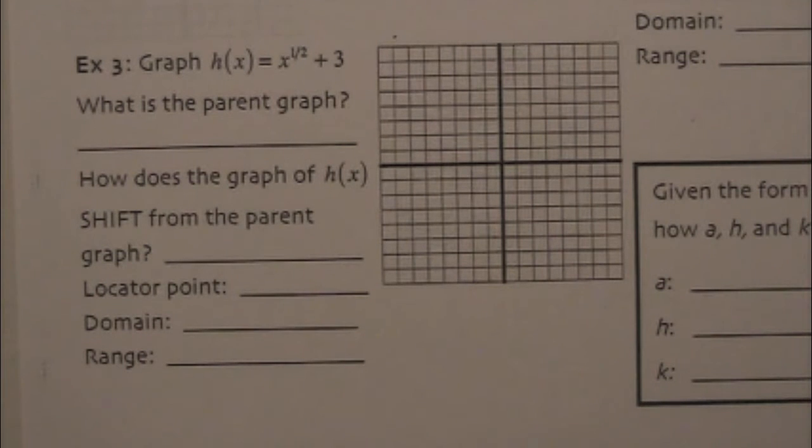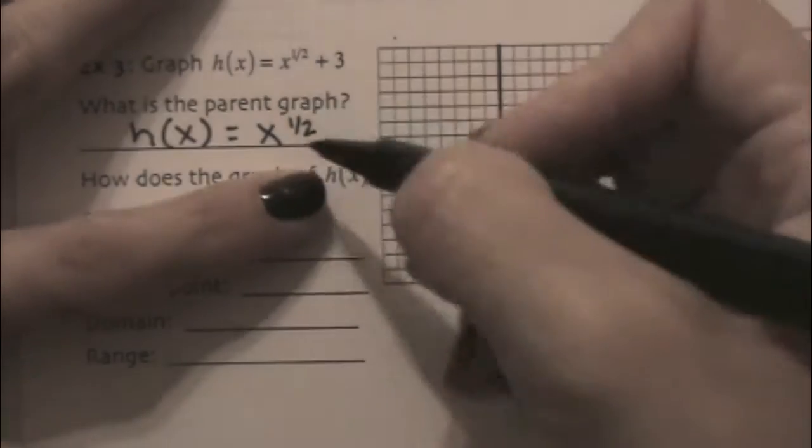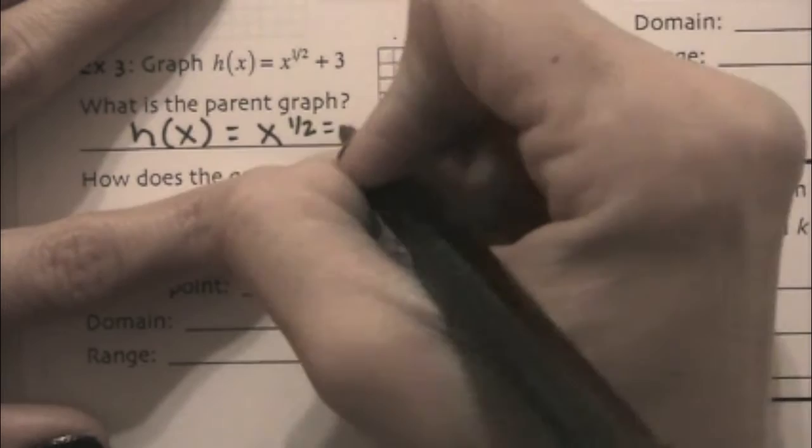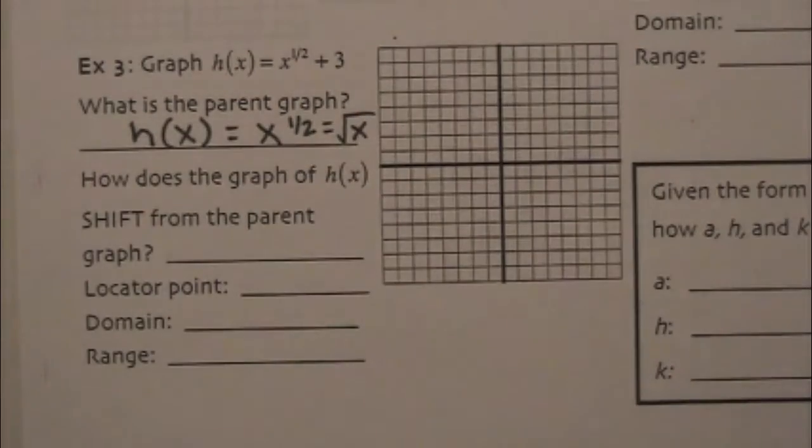In this example, h of x equals x to the 1/2, and then there's a plus 3. The parent graph is still going to be just the x to the 1/2. Which again, we're familiar from our previous lessons that this is equivalent to the square root of x. It says, how does the graph of h of x shift from the parent graph?